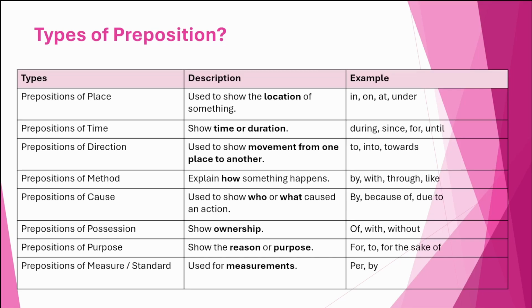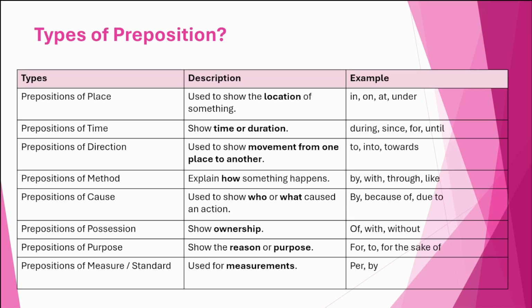The third type is the prepositions of direction, which is used to show the movement from one place to another place. For example, the girl is coming into the classroom. So in that example, the preposition into will show the movement of the girl from outside towards the inside of the classroom.